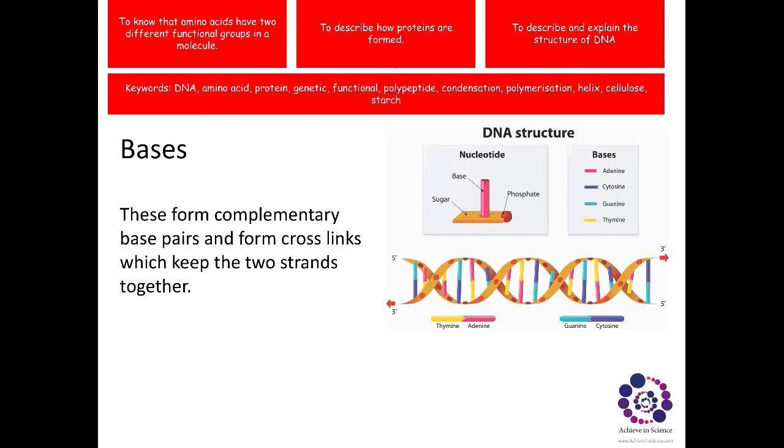Bases form complementary base pairs and form cross links which keep the strands together. This means that C only joins with G and A only joins with T. They have a matching shape. Again, this can be shown in the diagram.